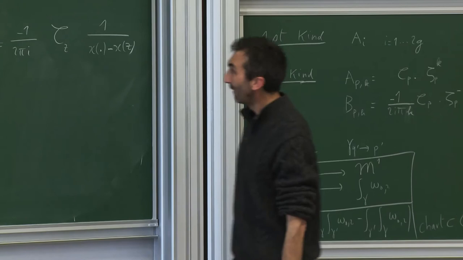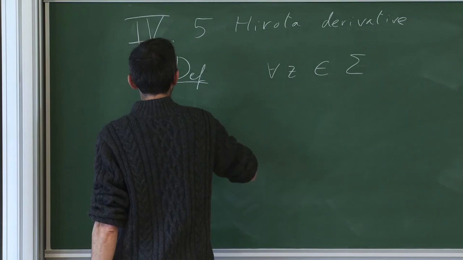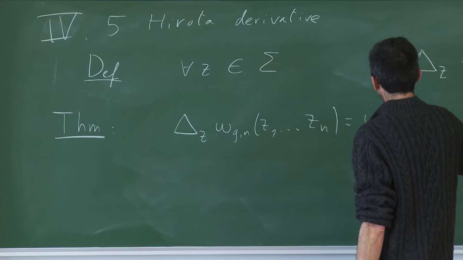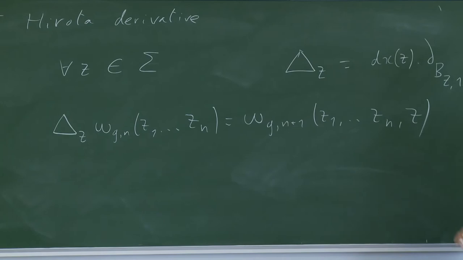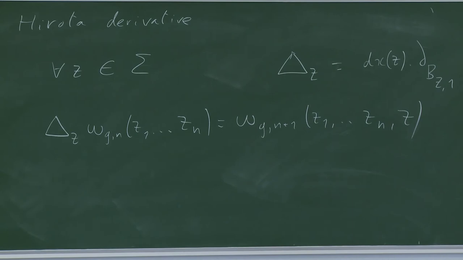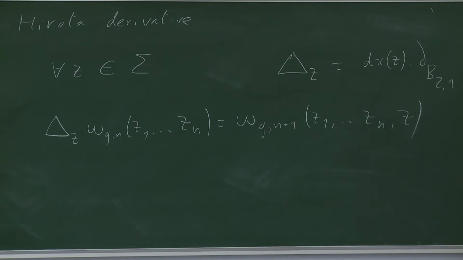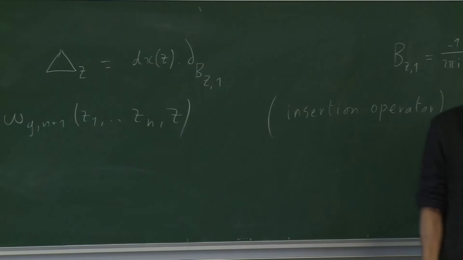An important theorem is that delta z of omega g n of z1 through zn is just omega g n plus 1 of z1 through zn, z. So it's just doing that. In the language of matrix models, this was called the insertion operator, and that's how it was named in matrix models, but it's just doing that.